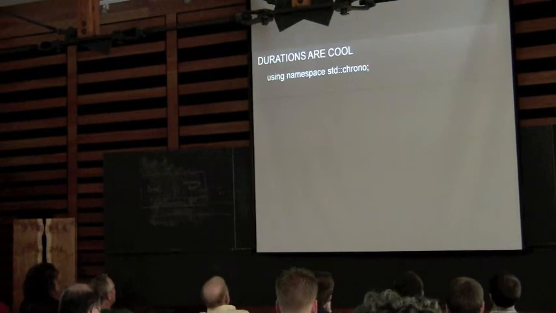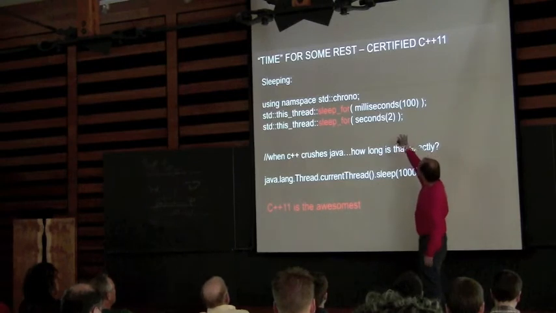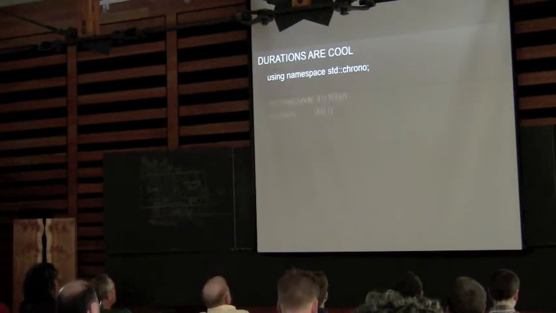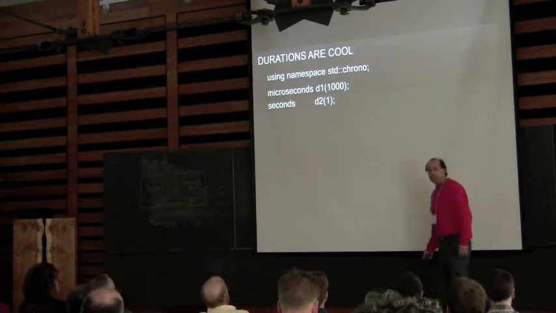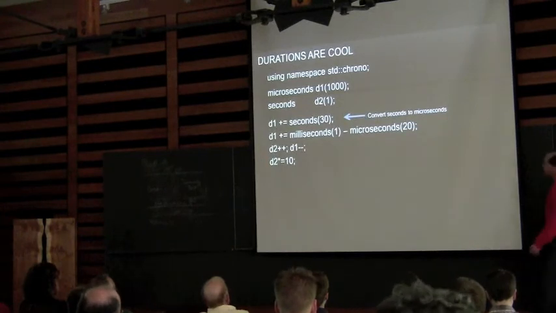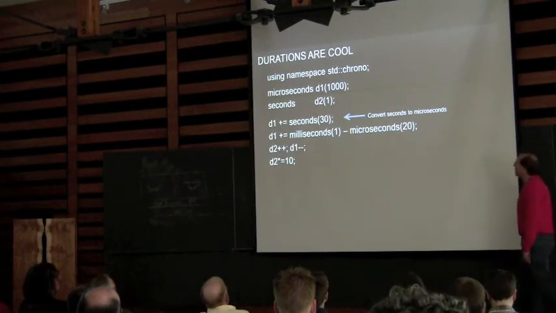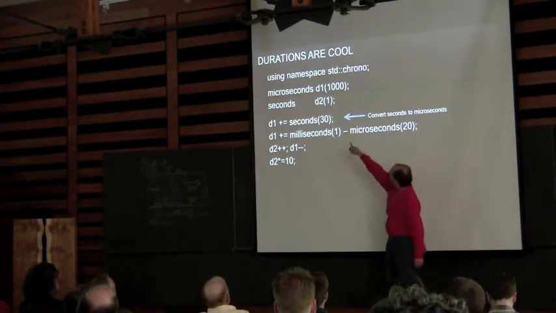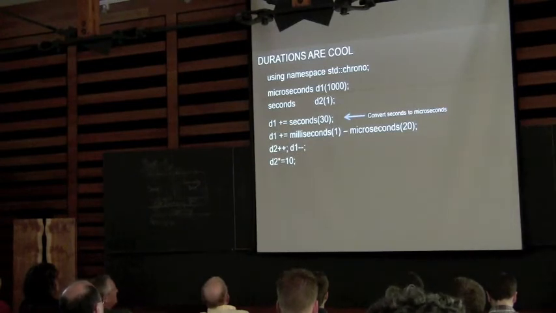All right. So, durations. I've already shown you a duration. These things right here, seconds and milliseconds, those are duration types. They're very cool. So, simple thing, I want to construct a couple. By the way, there's many more types, I'll show you those later. And maybe I want to do some math, okay? I want to add stuff together, subtract it, do all the things that I would want to do with numbers. But look, this is kind of subtle here. D1, if you'll notice, is microseconds. And I'm adding seconds to it. Nice.